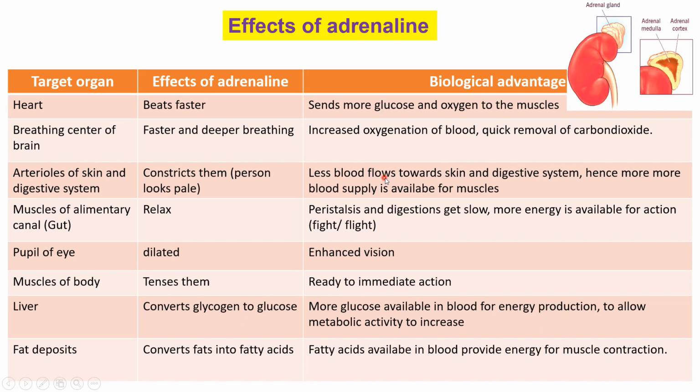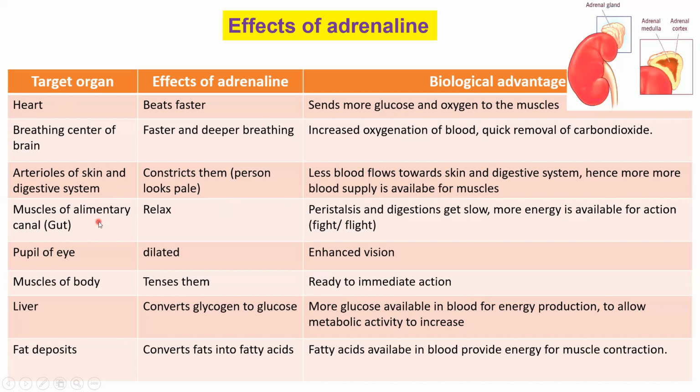Once the arterioles in the skin and digestive system are constricted, ultimately less blood will flow towards those regions, and more blood will be available for the muscles. Let's see, if I am going to see a dog instantly, I will start running. In running, my muscles are involved. My muscles will need more energy. So what will happen? The skin and digestive system arterioles will be constricting. The blood which has to go over there will be available for the muscles, so that I can get more and more oxygen and glucose, and I can run as fast as possible.